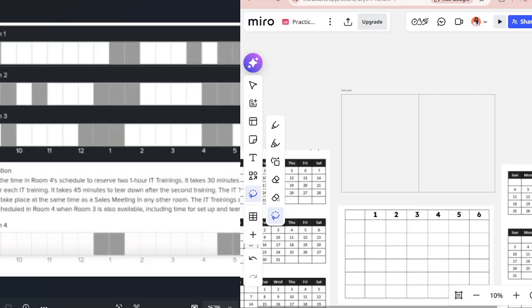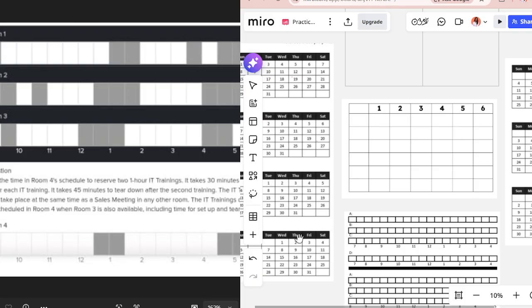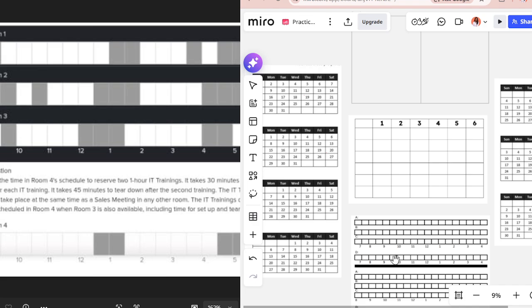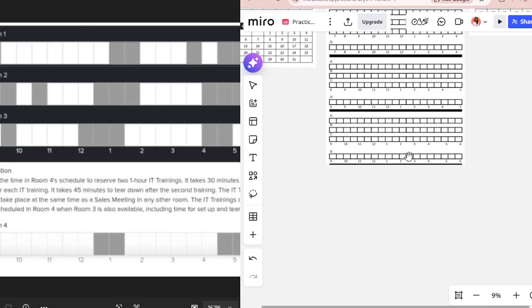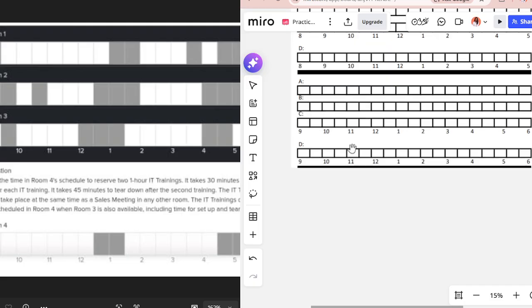Okay, this question might take a while, but let's attempt it and let's make it the last question for now. So this training we have room 1. Okay, they said find the time in room 4 to reserve 2 hours, and this is 9 to 6. So let's check if we actually need to use this pen.